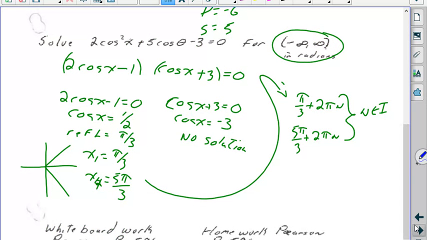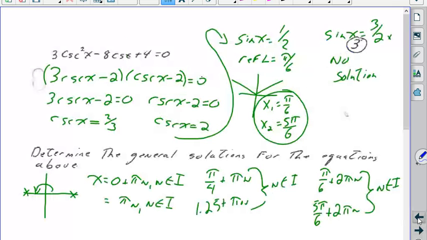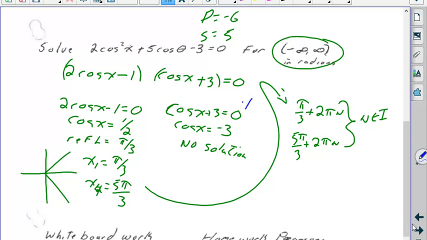Cos x plus 3 has a midline at 3. It only has an amplitude of 1. So it's never going to intersect with the x-axis. Therefore, there are no zeros or no solutions to that equation. That's a graphical explanation why I toss out this guy. So if you think about it graphically, you can give me a quick sketch. You see that guy has a solution because it does cross, this guy doesn't because it doesn't cross.